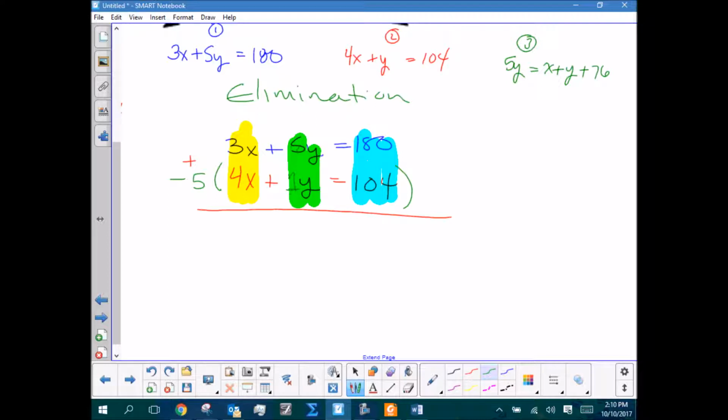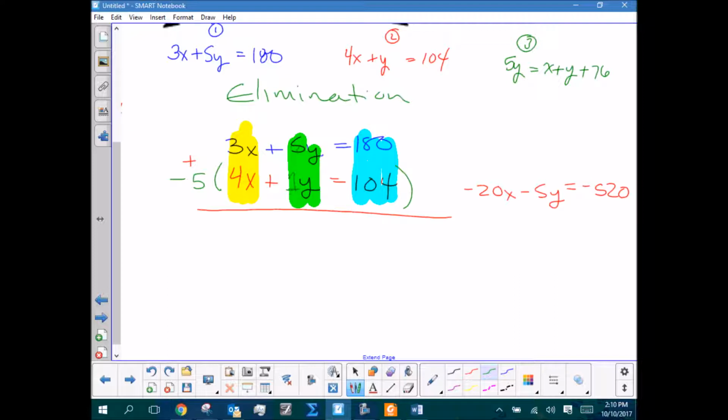And that's going to transform that red equation to negative 20x minus 5y equals, now, 5 times 100 is 500, and 5 times 4 is 20, so that's going to be what, 520? Negative 520?